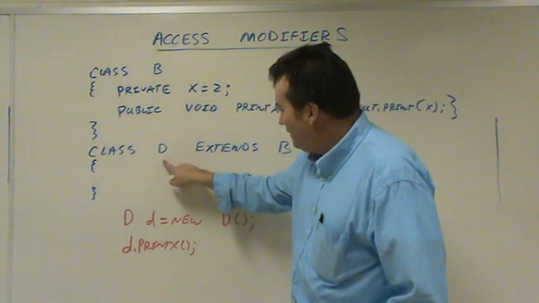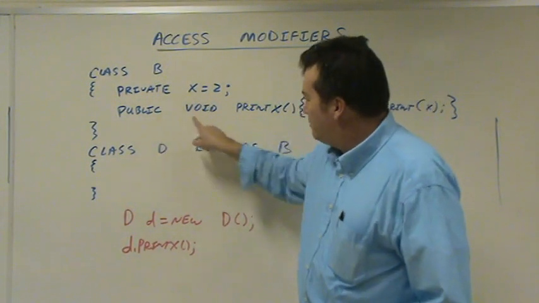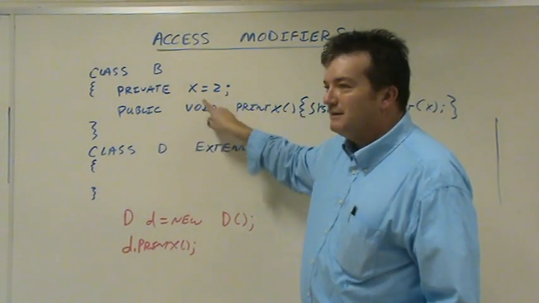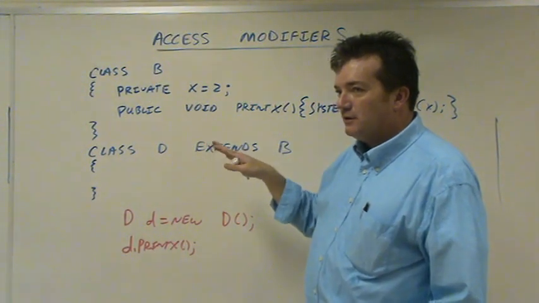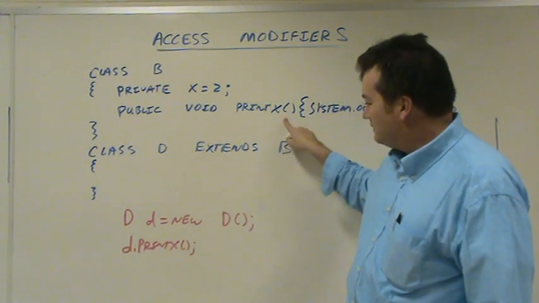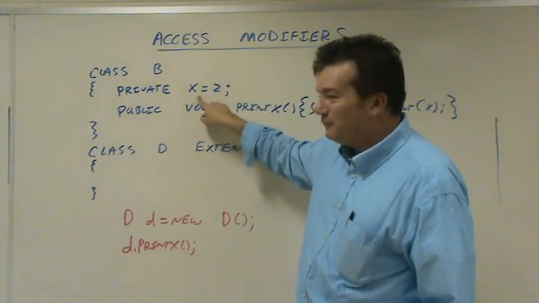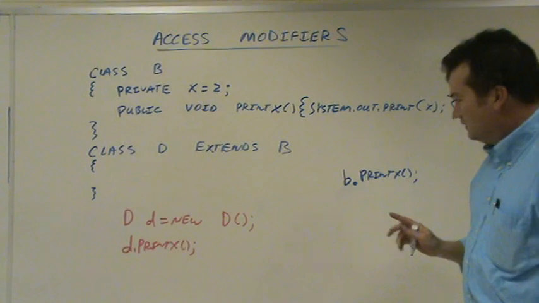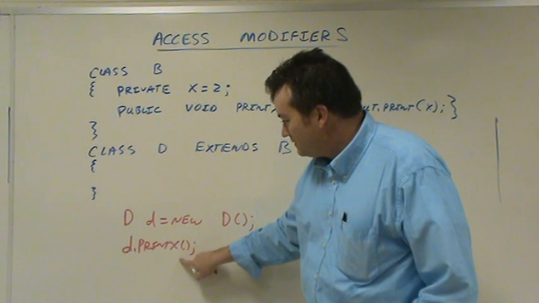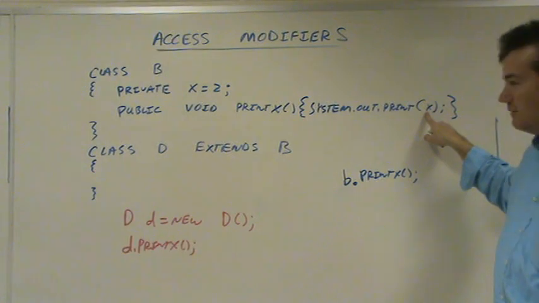Now, D extends B. What does that mean? Well, everything that's public gets inherited into the public section of D. Everything that's private does not get inherited. So there is no X as far as D is concerned. But there is a method print X. And what does it do? Well, it has the right to look at the X field and print out its value. So if we created an object of type D and called print X, the print X method we inherited is public. What does it do? It prints out X. But there is no X.